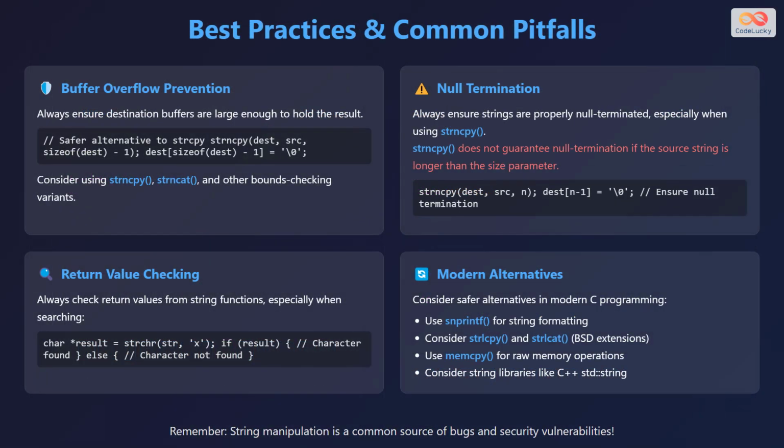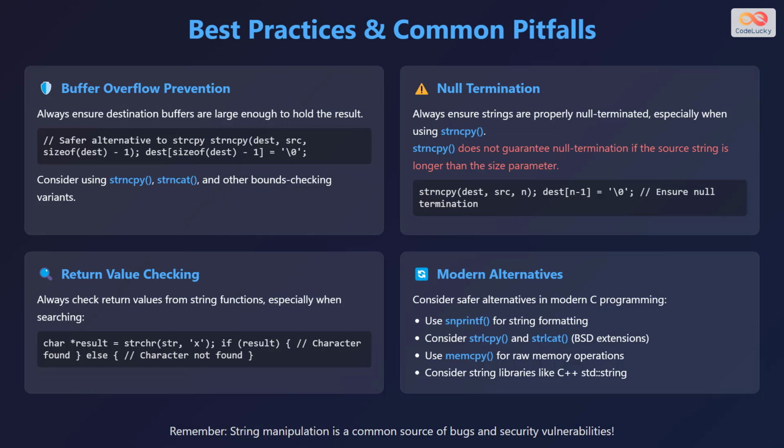Let's explore best practices and common pitfalls when working with C string functions. Always ensure destination buffers are large enough to hold the result to prevent buffer overflows. Consider using strncpy, strncat, and other bounds checking variants. Here's an example. strncpy, destination, source, sizeof destination minus 1. Destination, sizeof destination minus 1 equals \0.